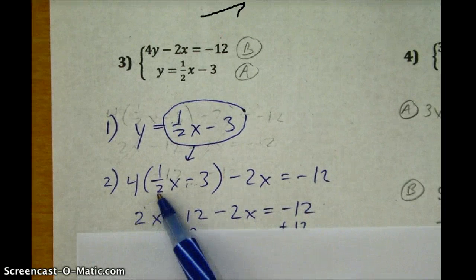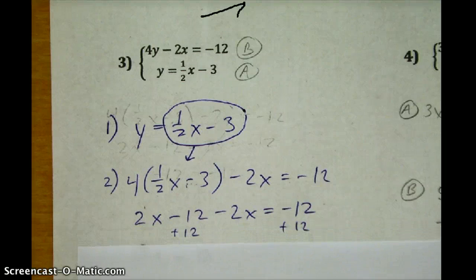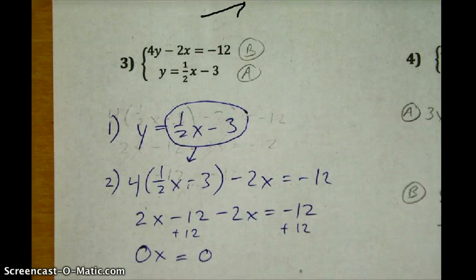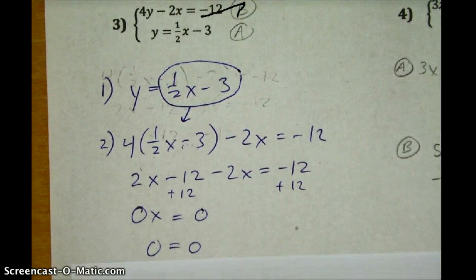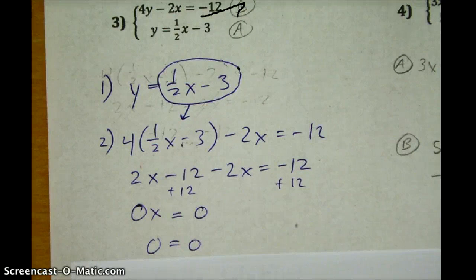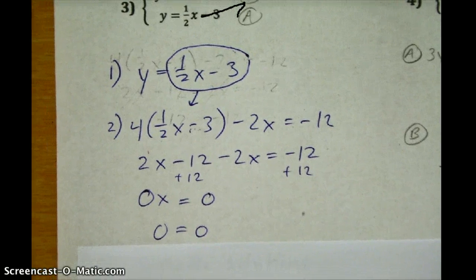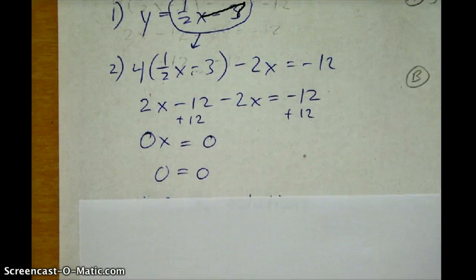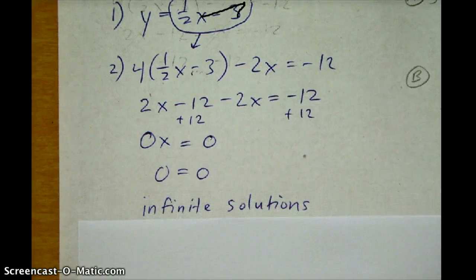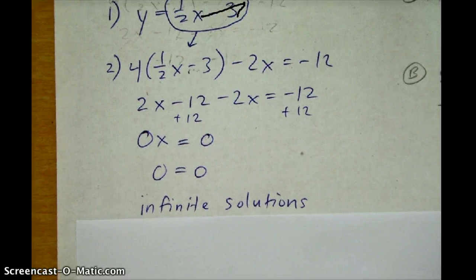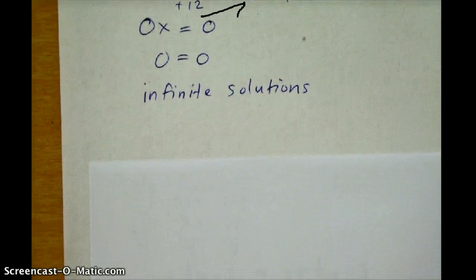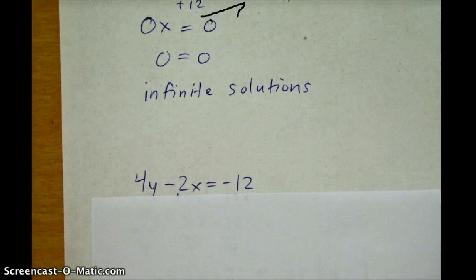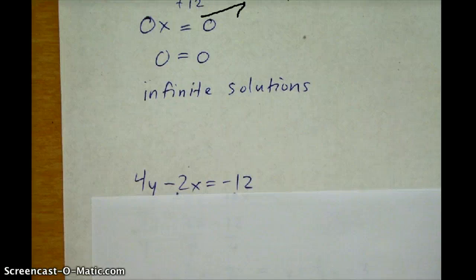I distribute my 4. I add 12 to both sides. And I actually find something really interesting, which is that 0x equals 0, 0 equals 0. And that suggests to me, since I can't solve that out, that this system of equations actually has infinite solutions. And we can actually prove that out another way. Let's take that first equation again, which was 4y minus 2x is equal to negative 12. That was the first part of our system.